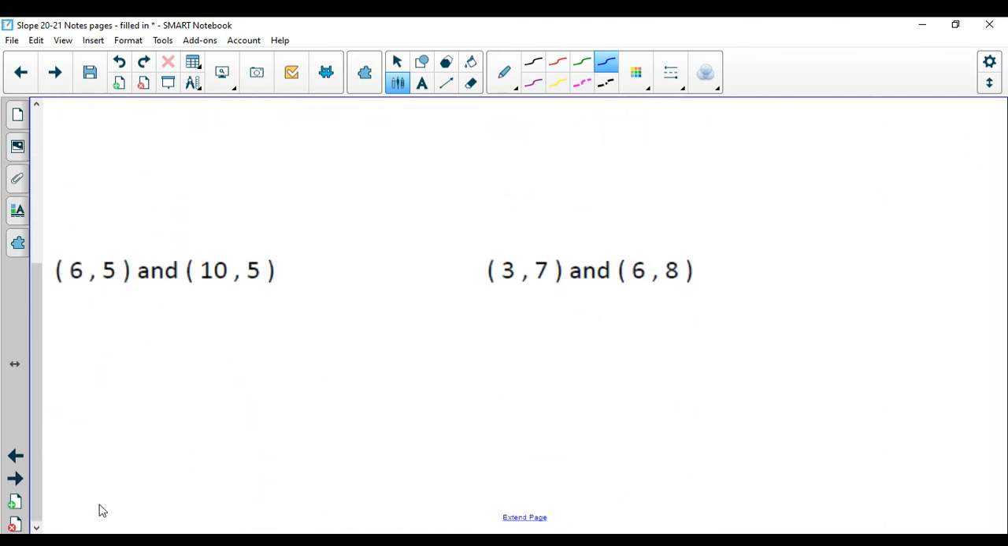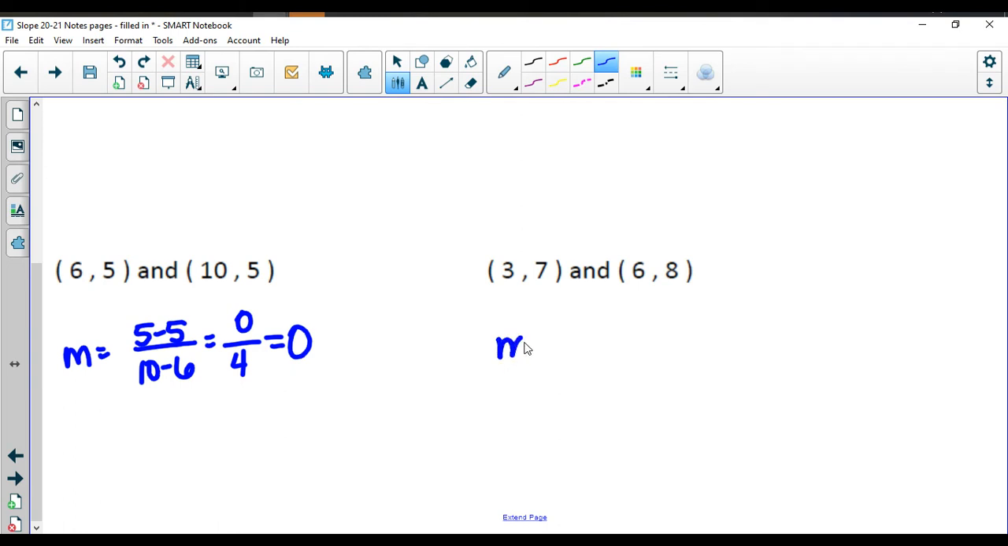In the next two examples, in the first one, for my slope, I'm going to be doing 5 minus 5, and then I'm going to do 10 minus 6. 5 minus 5 is 0, and 10 minus 6 is 4. Since we have a 0 in the numerator, this is just a slope of 0. For the last one, 8 minus 7 over 6 minus 3. 8 minus 7 will give me a 1, and 6 minus 3 will give me a 3. So that would be considered a positive slope.